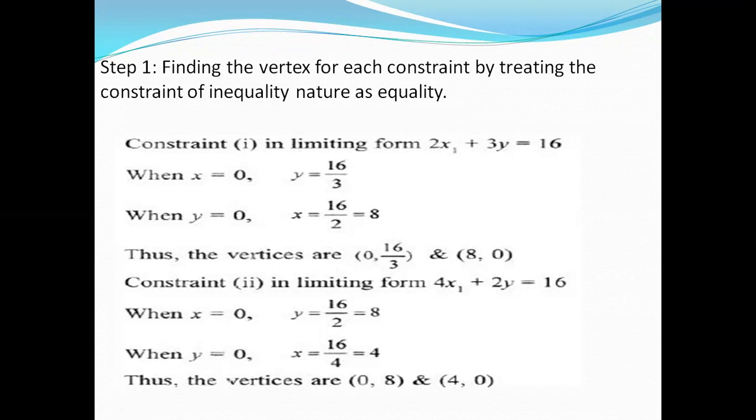Thus, we take two different vertices, x1 y1 and x2 y2, and simultaneously substitute the similar values, x equal to 0 and y equal to 0, in equation 2, that is 4x1 plus 2y is equal to 16, with the same constraint values. Based upon that, we get y value equal to 8 and x value equal to 4, and hence the other vertices are 0 comma 8 and 4 comma 0. So x value is 4 and y is 0. Simultaneously x is 0 and y is 8.